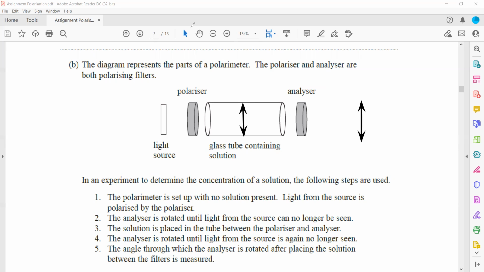We can just place a sugar solution here, and when we place this sugar solution, because we know the light will rotate, the light intensity will decrease, and we will further rotate until we see the light again. But we are not doing it in this manner. We first have no light, we place a solution, and then we again rotate the analyzer until no more light is there.